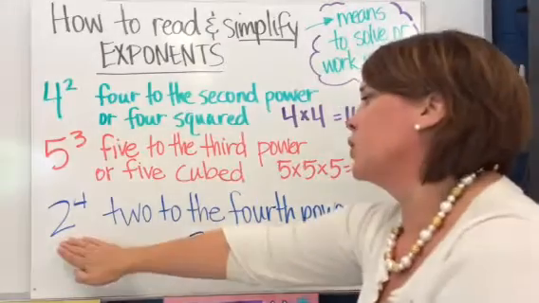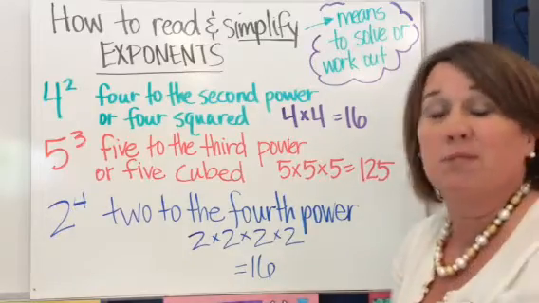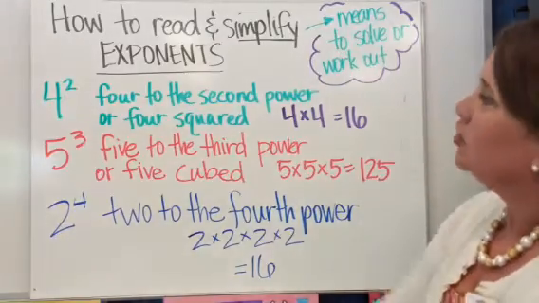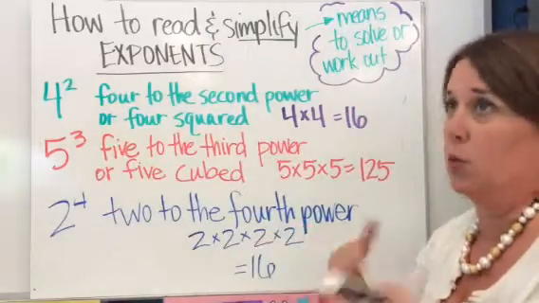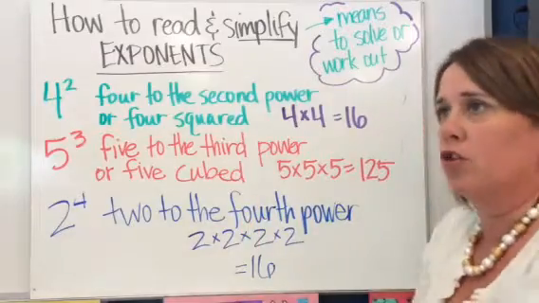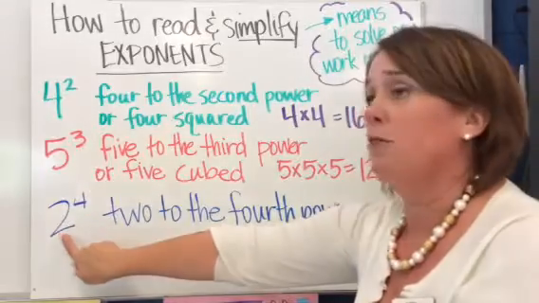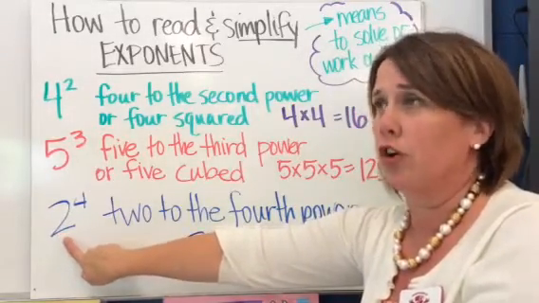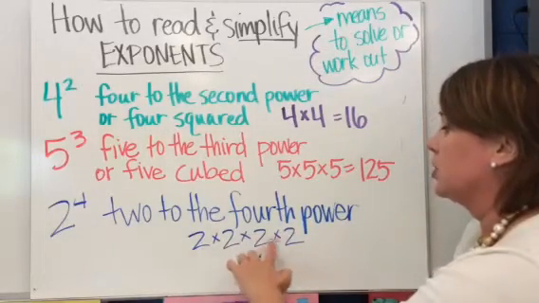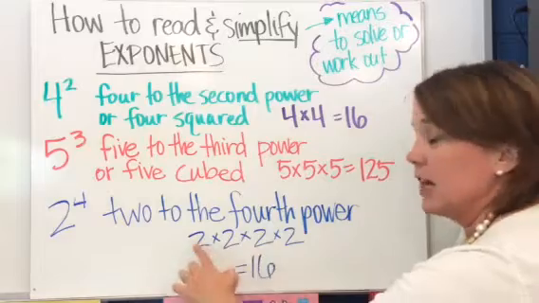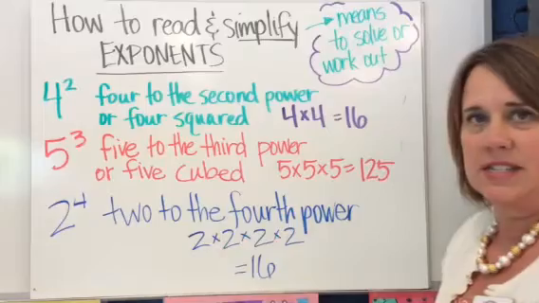And finally, to read this one, I read it as 2 to the fourth power. It doesn't have a special name, it's just 2 to the fourth power. So any exponent above a 2 or a 3, you just read it to the whatever power, the 16th power, the 27th power. But 2 to the fourth power means that 2, my base, is my factor, and it's a factor 4 times. So I have 2 times 2 times 2 times 2. 4 times I wrote that 2. And 2 times 2 times 2 times 2 equals 16.